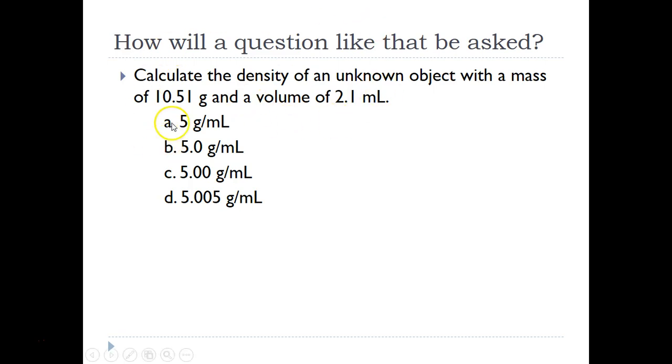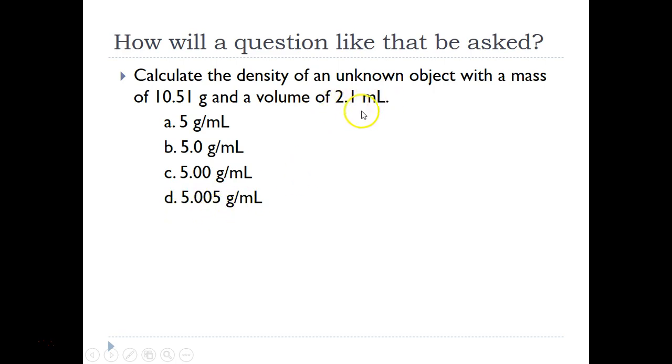Now, if you look at all the possible answer choices, they're all some variation of 5. Right? If you put this into your calculator, you're going to get 5.005, and you're probably going to be tempted to just click 5.005 as your answer.